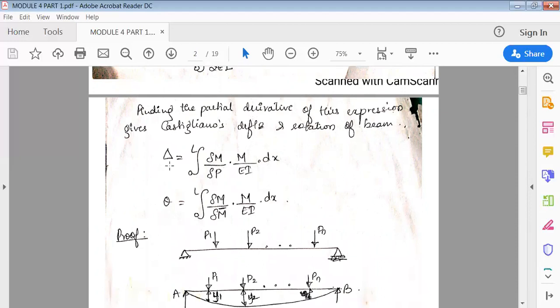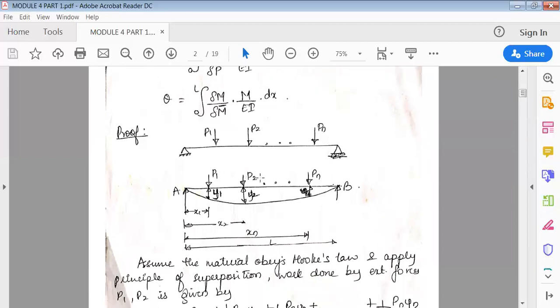Because here, if you want to find deflection delta using Castigliano's theorem, it is the integral from 0 to L of the partial derivative, dou M by dou P, into M over EI dx. So if you differentiate moment with respect to the load, into M over EI, you'll get deflection. Similarly, theta is the integral from 0 to L of dou M by dou M dash into M over EI.